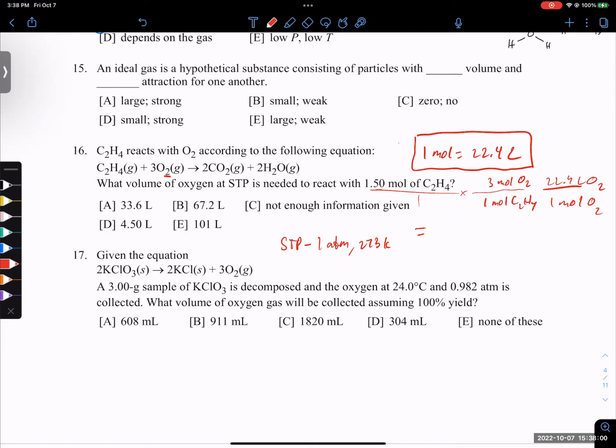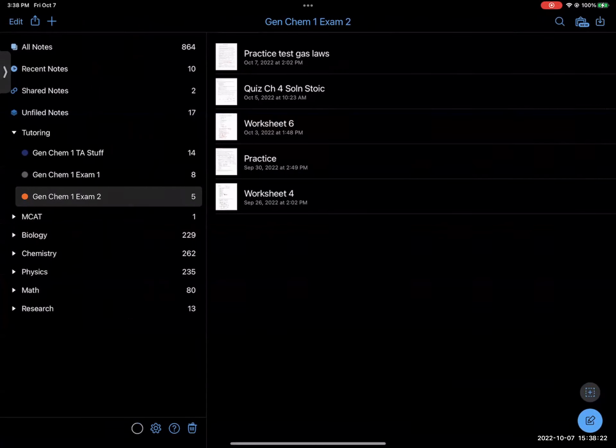All right, so when we plug this all in, we get a volume of 100.8 liters, which is approximately equal to 101 liters. Any questions about that before I pull out the QR code? Okay, no questions.